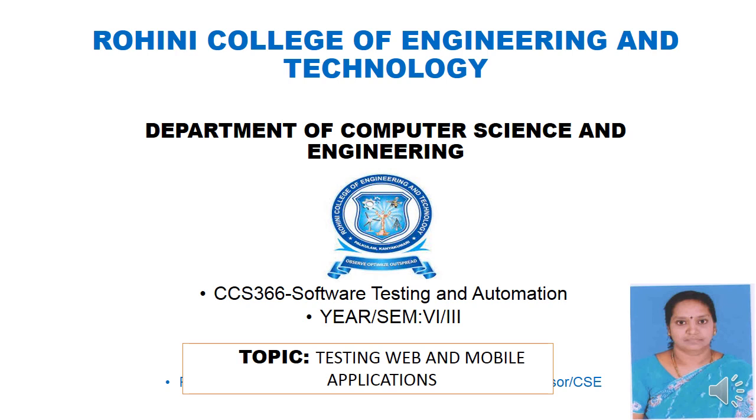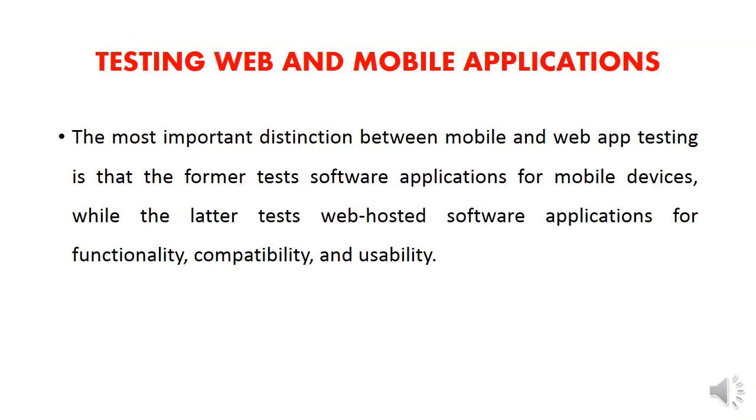I'm going to take the topic testing web and mobile applications. So, the most important distinction between mobile and web application testing is that the former tests software applications for mobile devices, while the latter tests hosted software applications for functionality and compatibility.